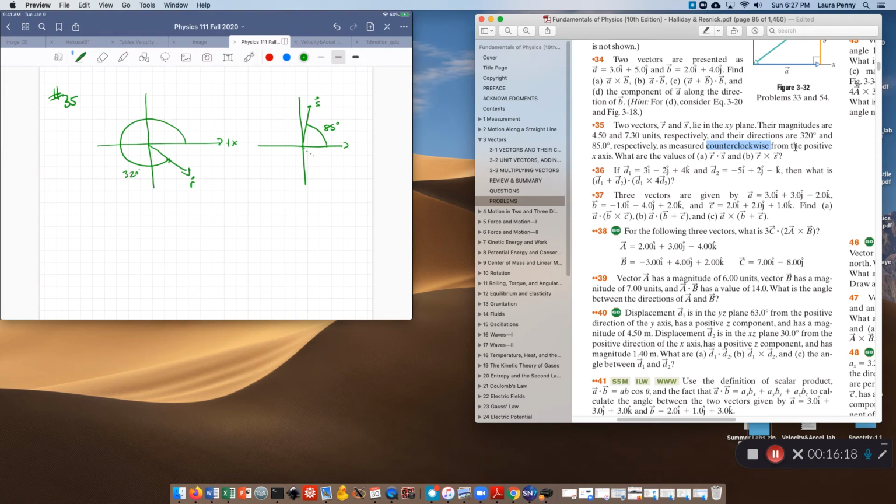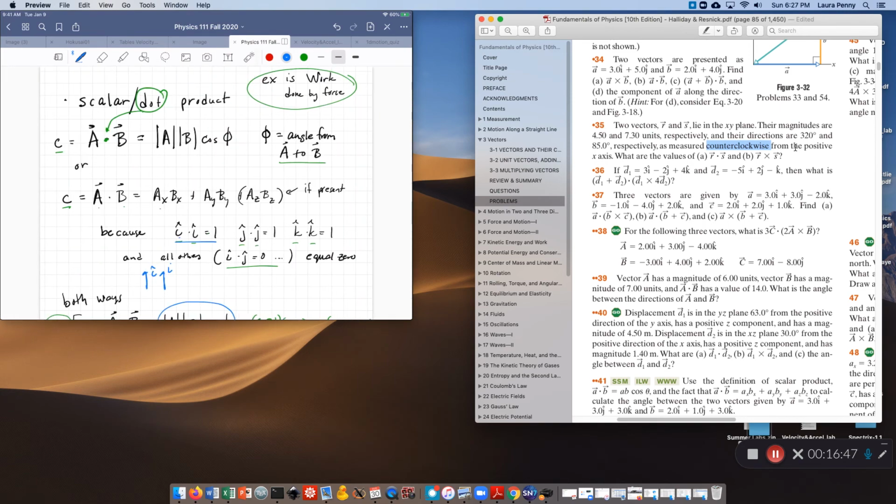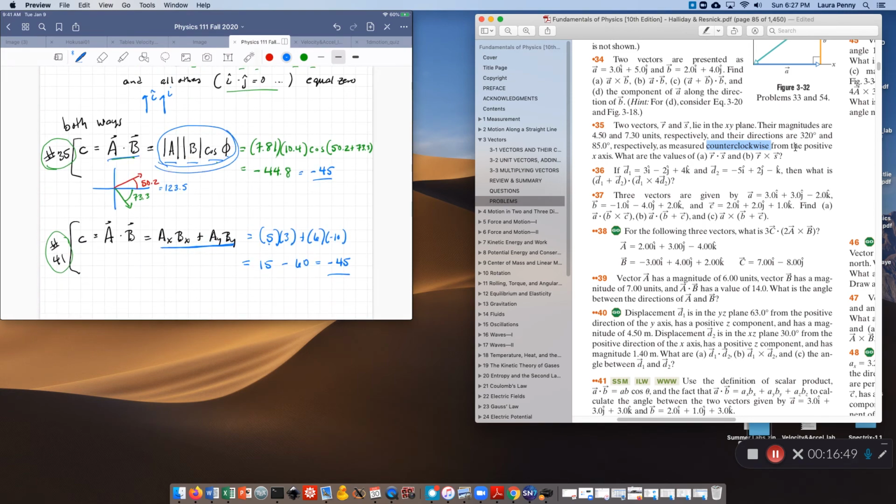So the R vector is essentially here. If this is 320, then this is 40 degrees. Right? And so you've got the angle between them. The phi is going to be this angle, 85 plus 40. So for number 35, it's going to be easier to do this method to get your dot product, which is part A.